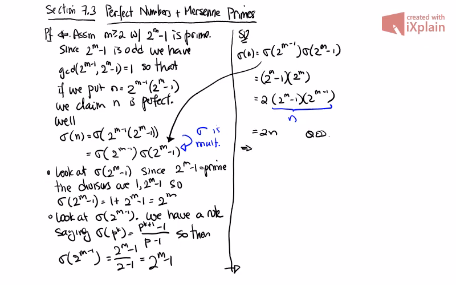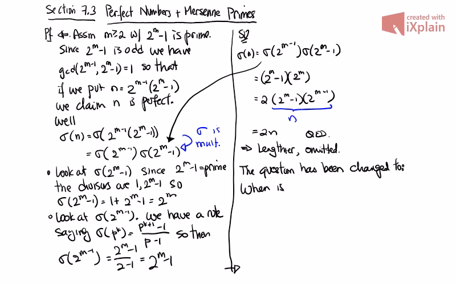Like I said, the forward direction is significantly longer and omitted. Again, you can check in the book if you're interested in seeing that. So what this does is sort of punt the question. If finding perfect numbers means finding 2^m − 1s that are prime, how do we know when 2^m − 1 is prime? So the question has been punted, or changed, to the following: when is 2^m − 1 prime?